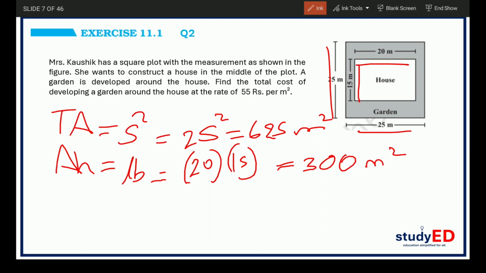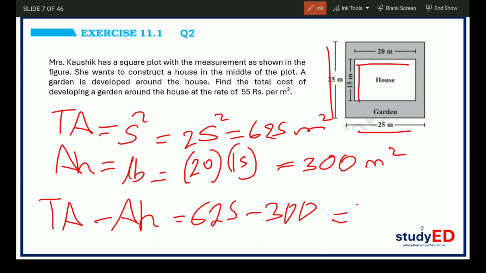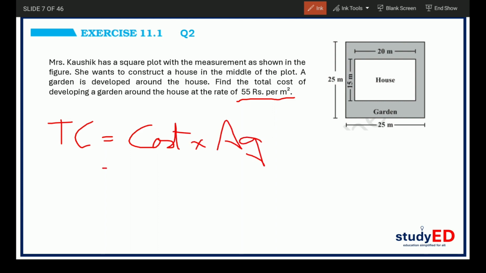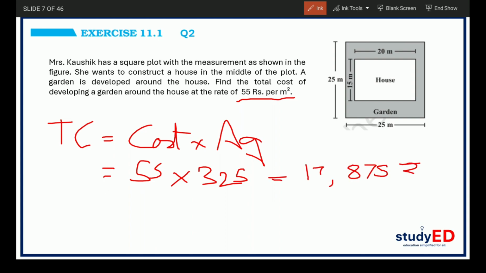So what's the remaining area of the garden? Since it's total area minus area of the house, that's 625 minus 300, which gives us 325 meters square. Now we've got the area of the garden. Now we have to find the total cost of developing a garden around the house at the rate of 55 rupees per meter square. So in order to find the total cost, just a simple formula: cost into the area of the garden. Now what's the cost? 55 rupees per meter square. And what's the area of the garden? 325 meters square. If we multiply this, we get 17,875 rupees as our final answer.